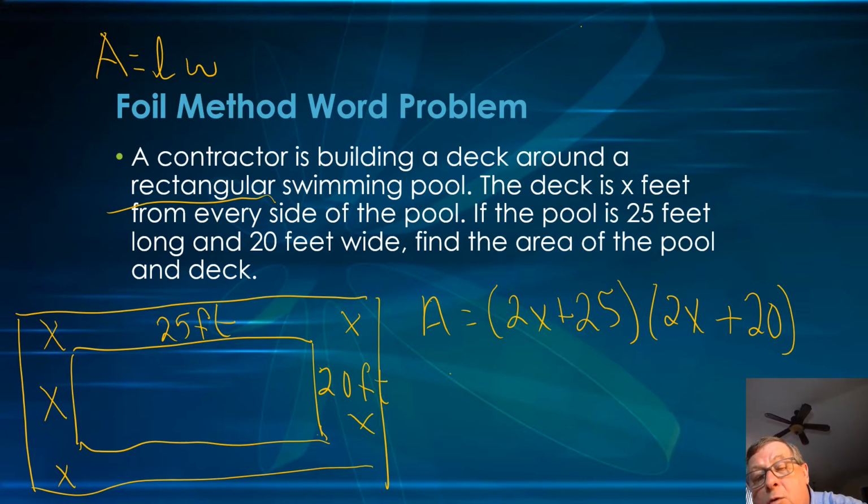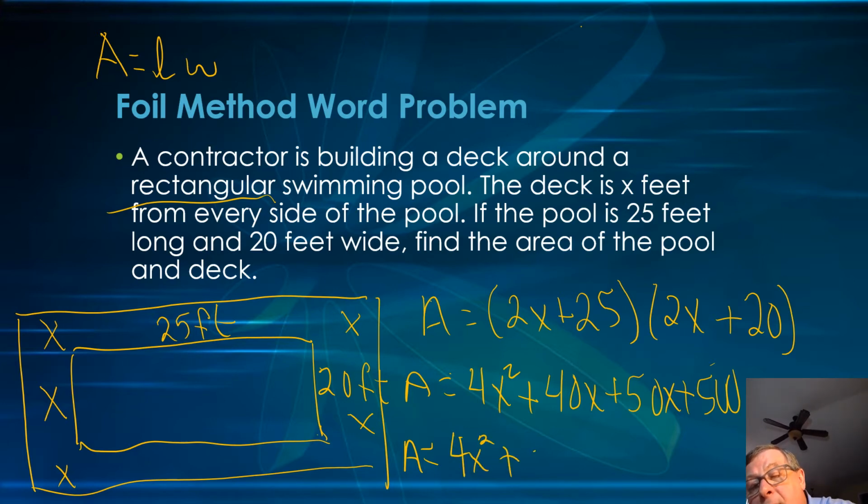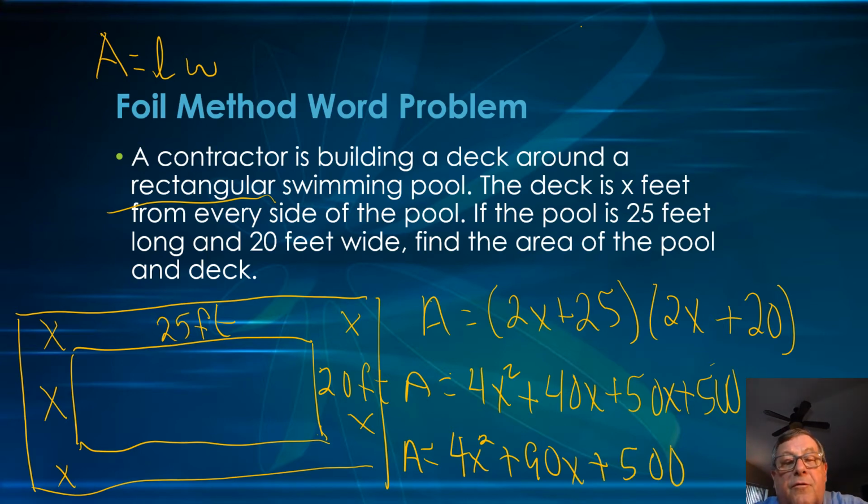All right, so the area then is equal to 4x squared plus 40x plus 50x plus 500. Well, we just have a couple of like terms to combine, the 40x and the 50x. And so our final equation after using the FOIL method is 4x squared plus 90x plus 500.